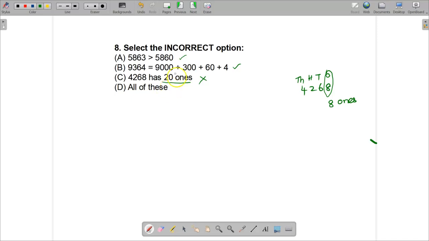And then, whether all the options are correct? No, so it will not be applicable, right? So the correct answer is C. We don't have all the options, and these two are correct. They are asking only for the incorrect option, so this one is incorrect.